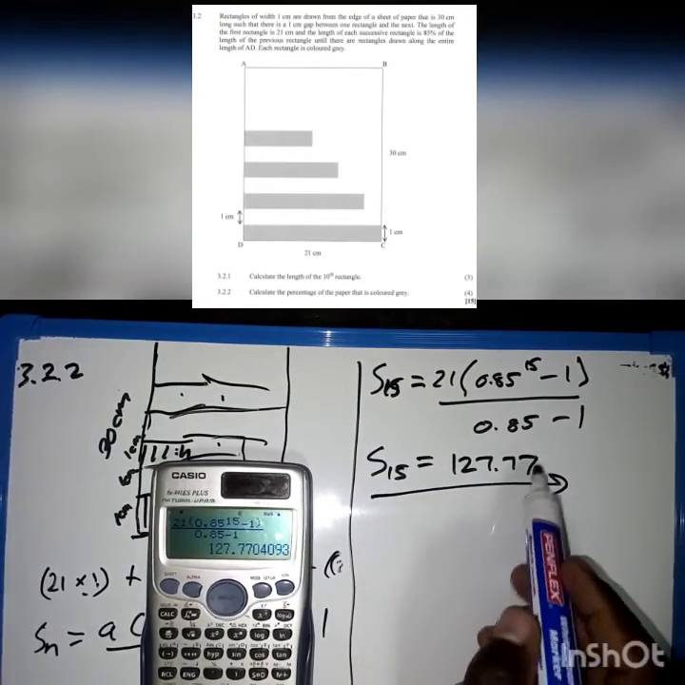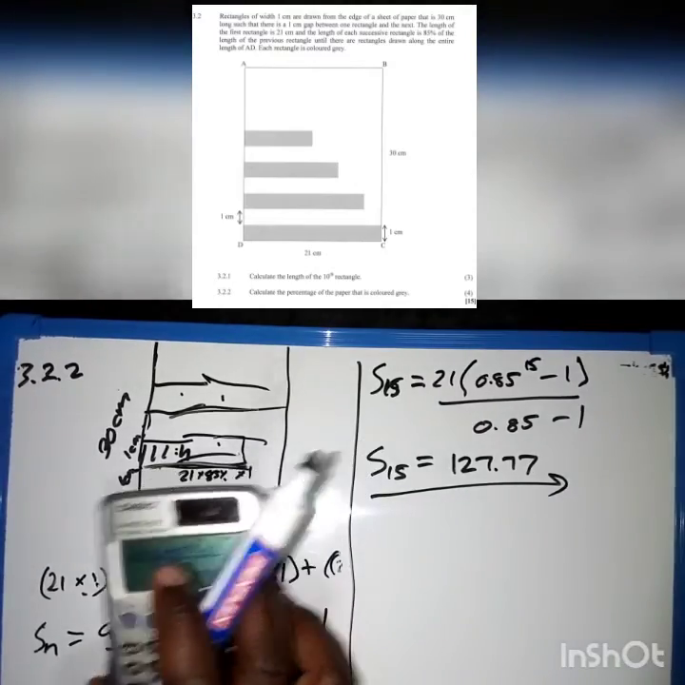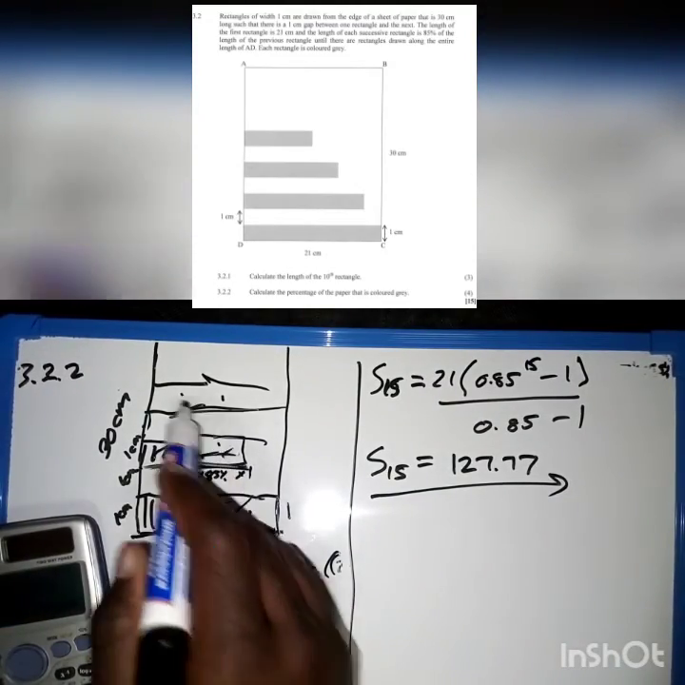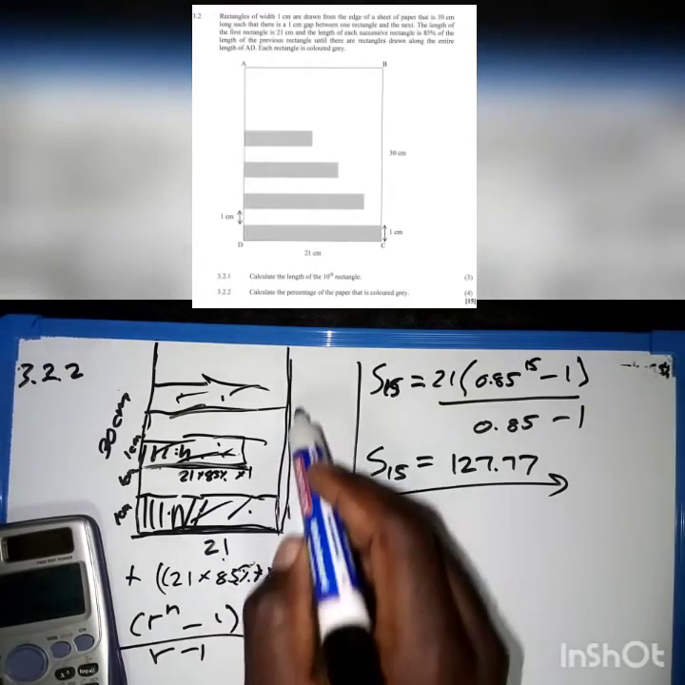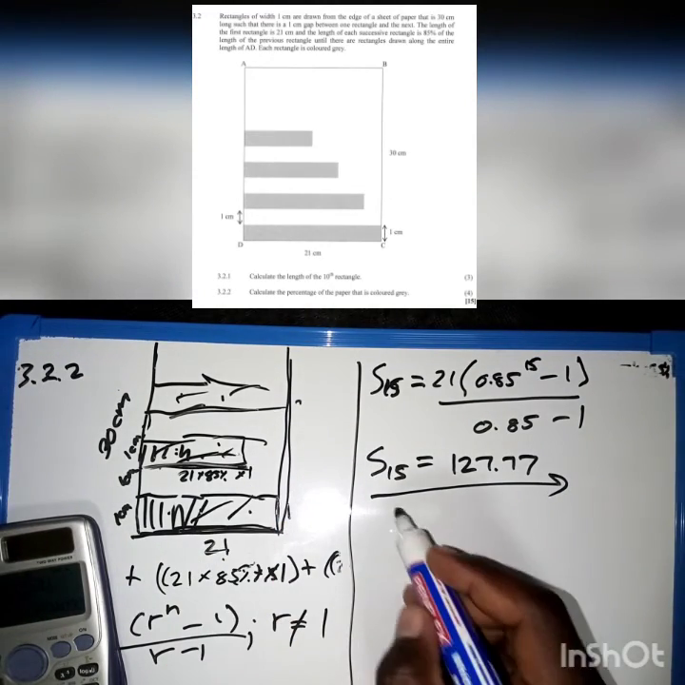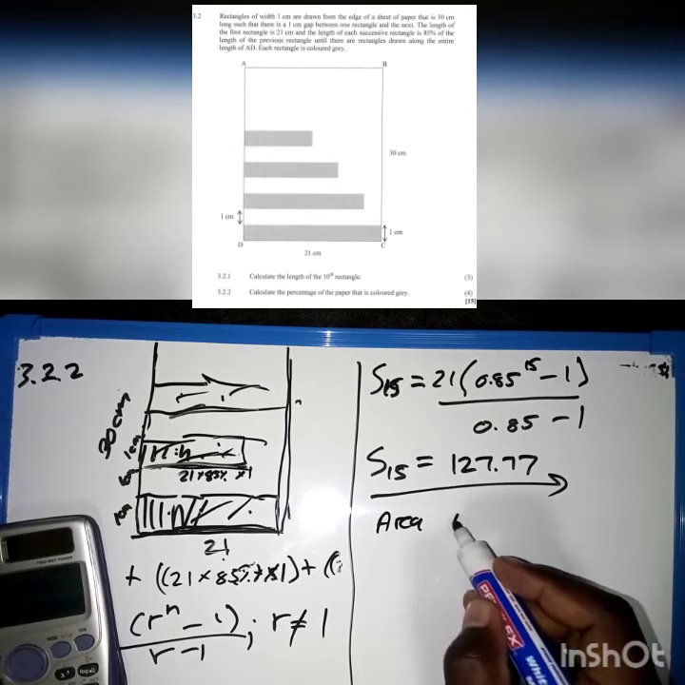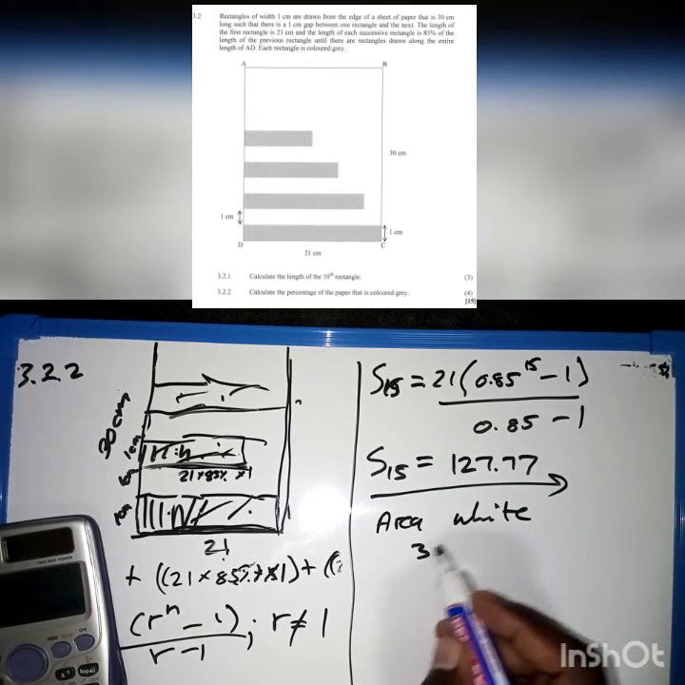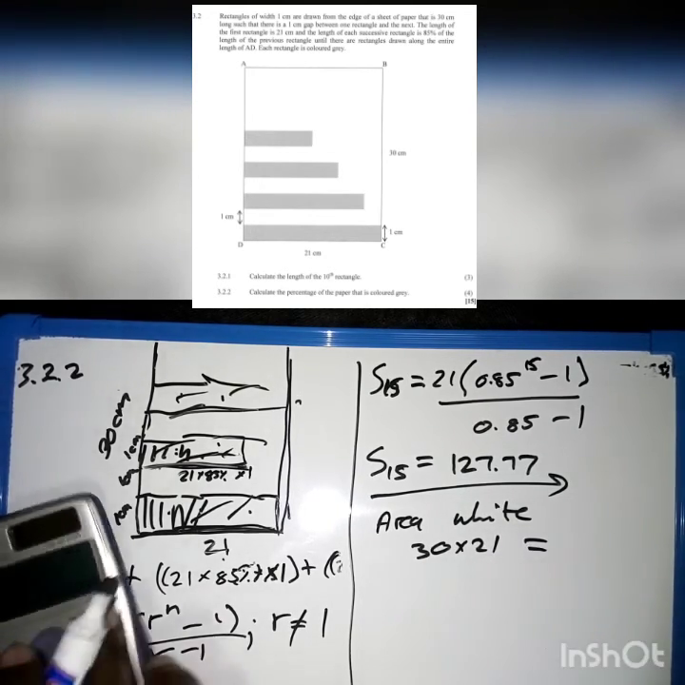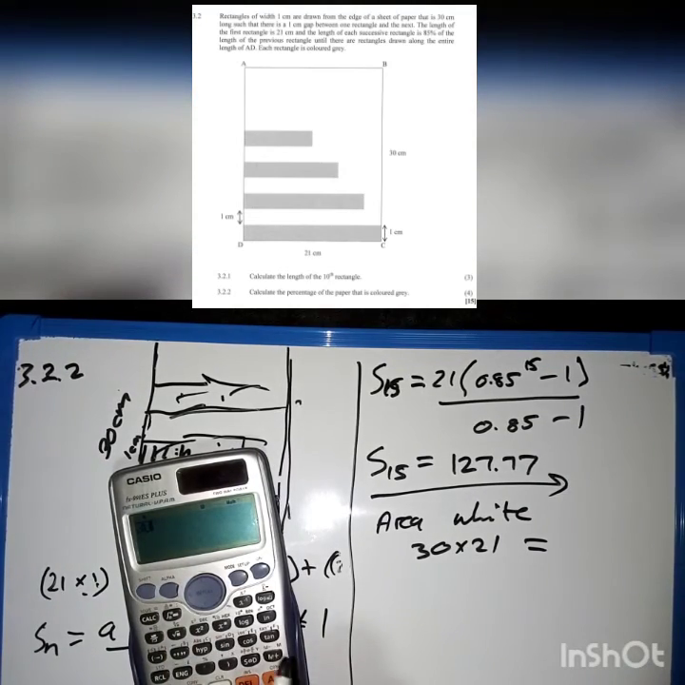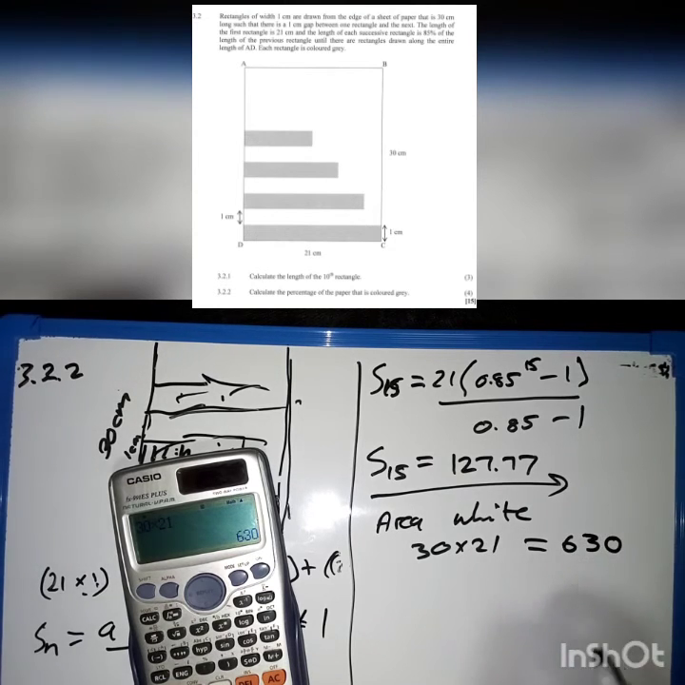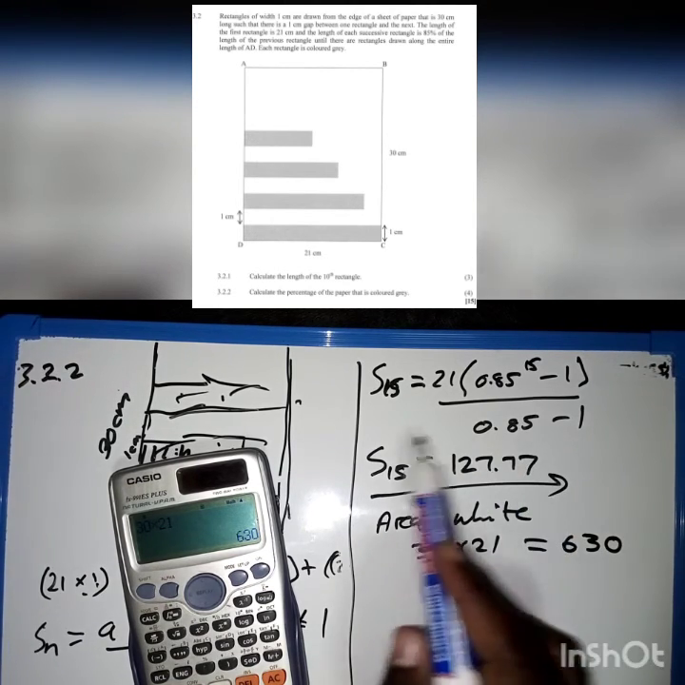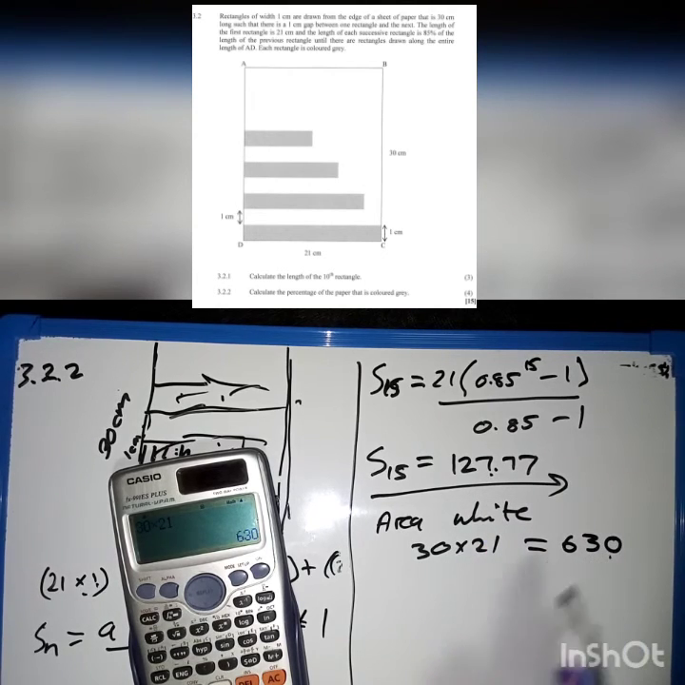So this is the sum of the areas of the gray blocks. They want the percentage, and we know the area of the white sheet. This is 30 centimeters, this is 21. So the area of the white sheet will be 30 times 21, which is equal to 630.